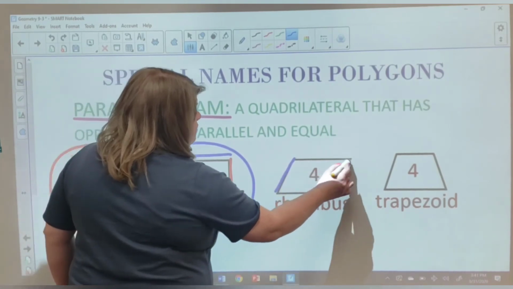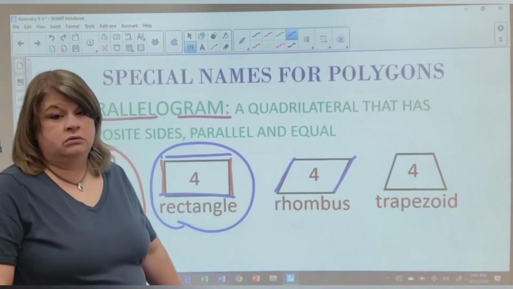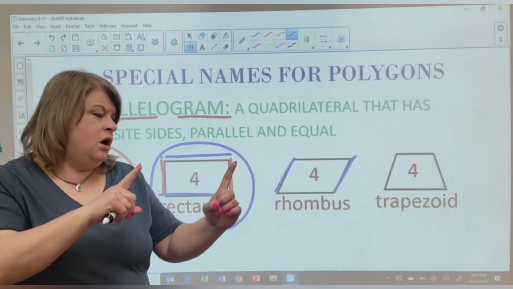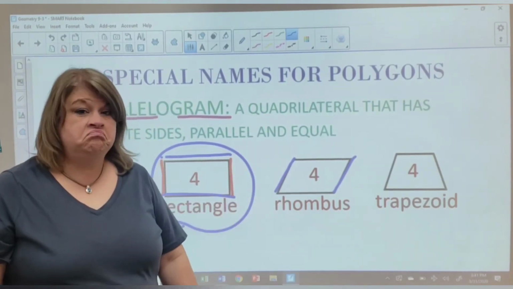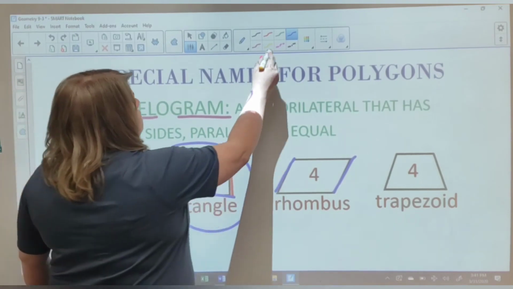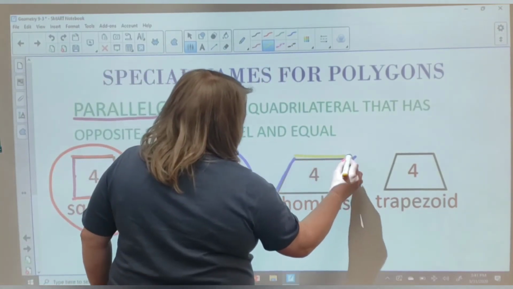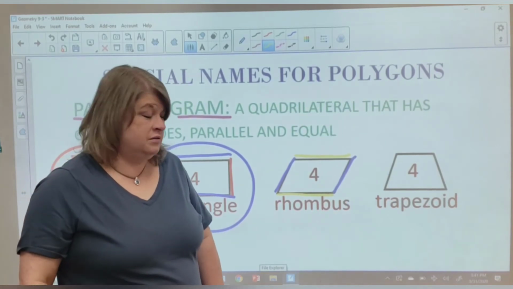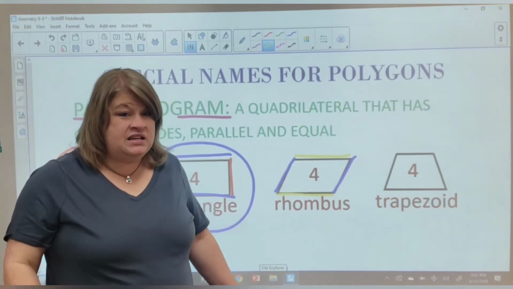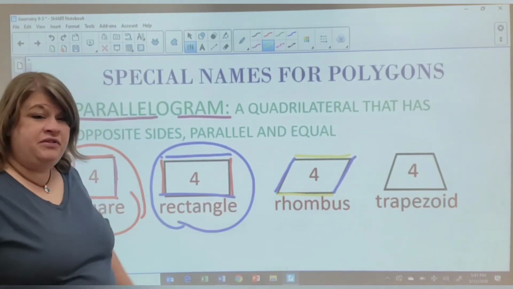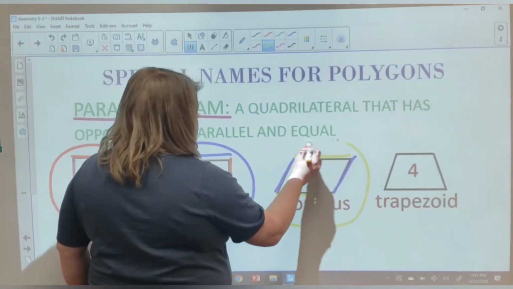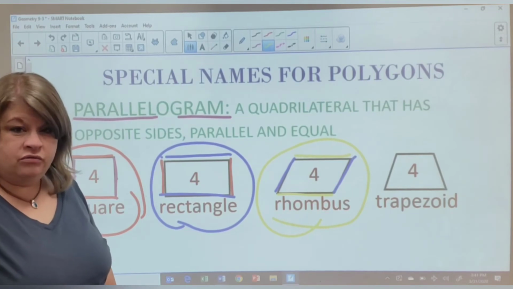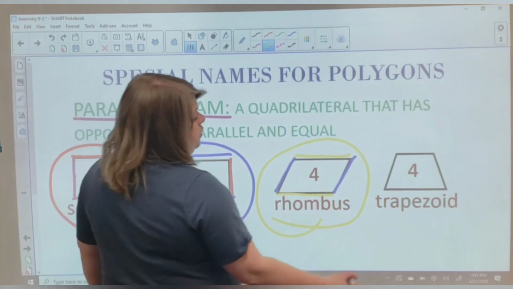Is this side parallel and equal? Well, parallel, they'll never touch. Are they equal in size? Yeah, they are. So let's try the bottom. Is this parallel and equal in size to that one? Yeah, it is. It's moved over a little bit, but they're exactly the same. So guess what? This is a parallelogram also. Let's go over to the trapezoid.